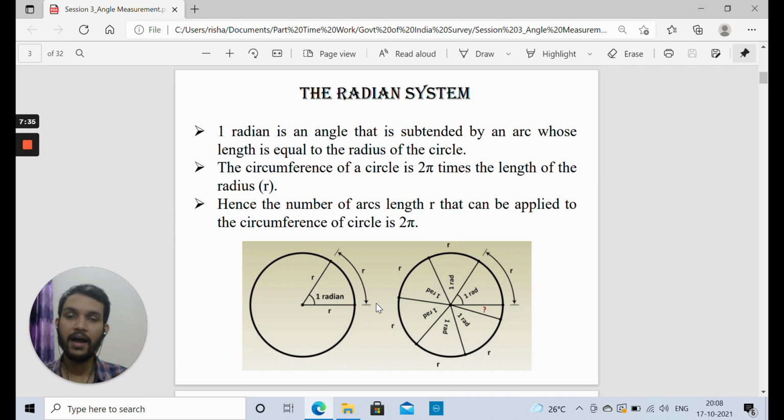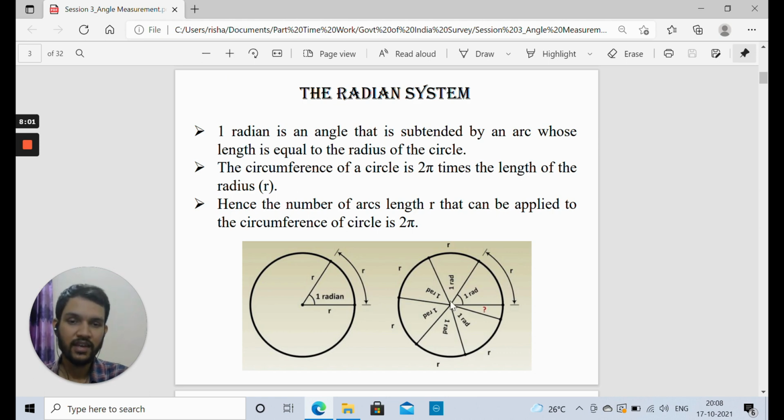Since the circumference of the circle is 2 pi r, for every r length on the circumference of the circle, the total number of these r lengths that will exist on the entire circumference will be 2 pi times. If this r occurs 2 pi times, only then our total circumference will be equal to 2 pi r. So the total number of arc lengths that we are talking about will be equal to 2 pi.